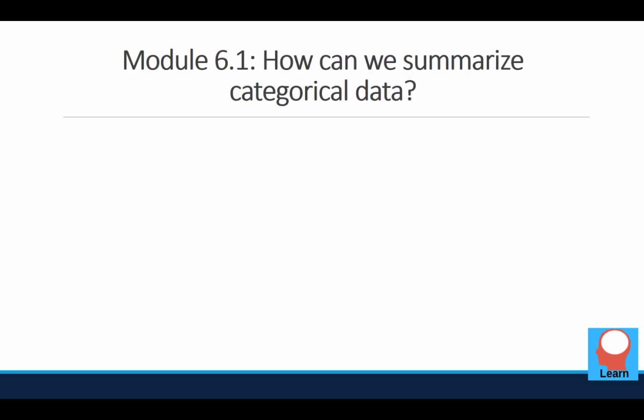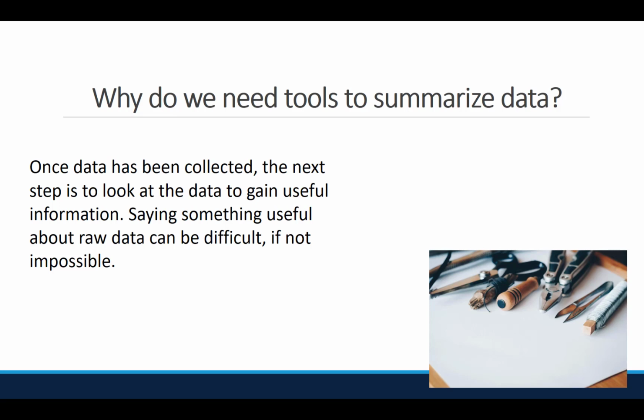Module 6.1. How can we summarize categorical data? Why do we need tools to summarize data? Once data has been collected, the next step is to look at the data to gain useful information. Saying something useful about raw data can be difficult, if not impossible.